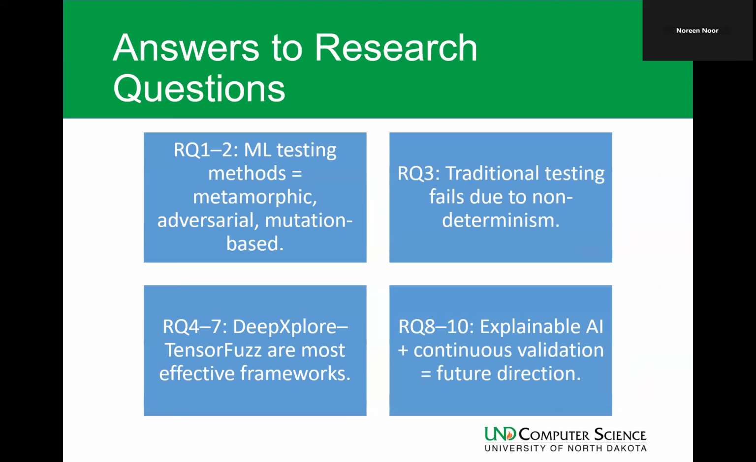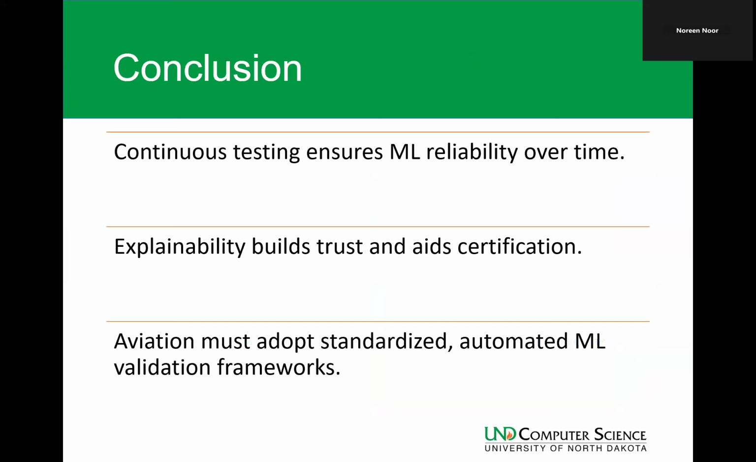When comparing different frameworks, DeepExplore through TensorFlow stood out as the most effective one for fault detection and reliability. And finally, explainable AI and continuous validation were identified as a future direction for making machine learning safer and more trustworthy in aviation. In conclusion, continuous testing is key to keeping machine learning models reliable over time, and explainability is equally important. It helps build trust and supports the certification process, especially in safety critical fields like aviation.